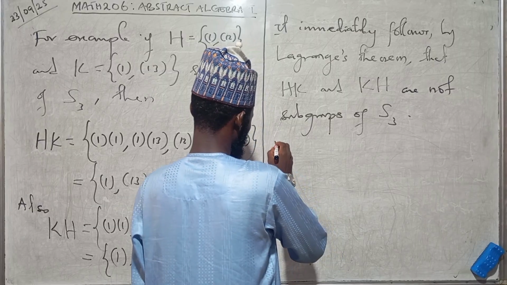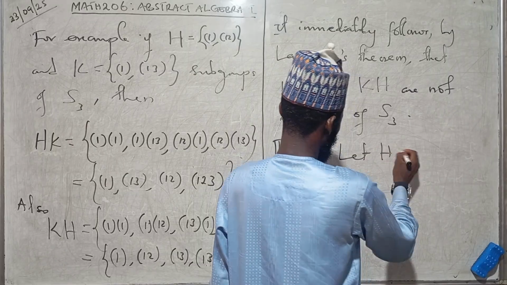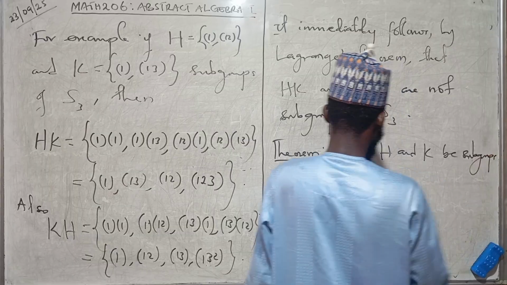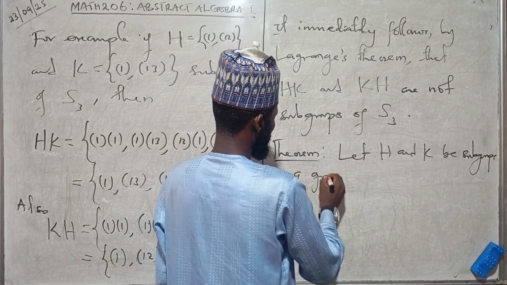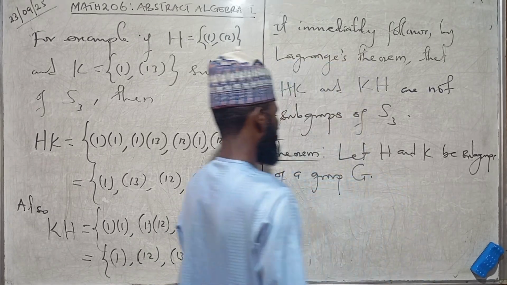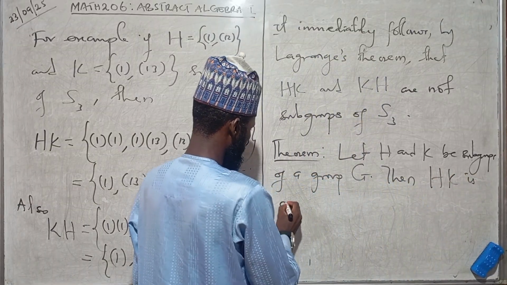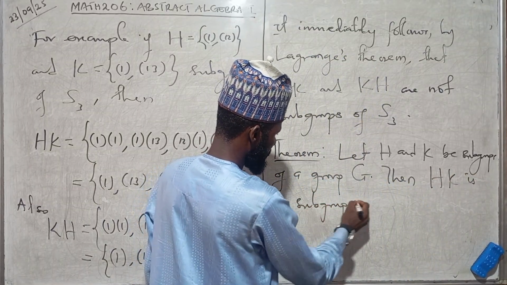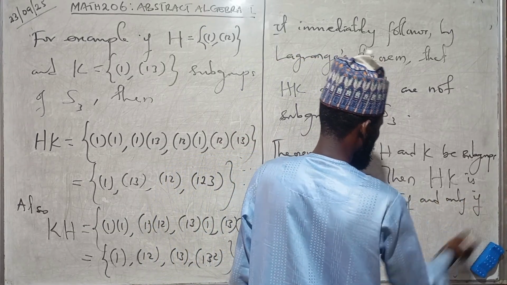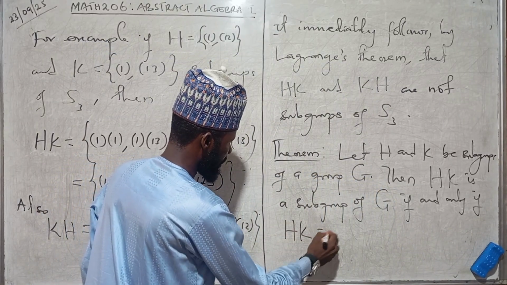So we have a theorem. Let H and K be subgroups of a group G. Then HK is a subgroup of G if and only if, this is a biconditional, it's a necessary and sufficient condition, and the condition is that HK is equal to KH.